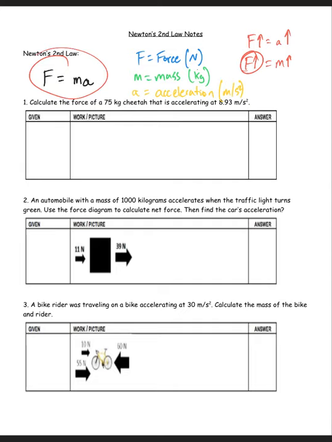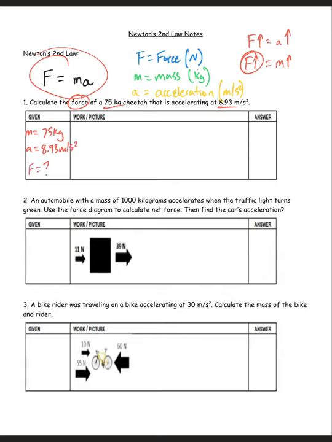But more importantly, here is the equation that we're going to use for these three examples. So this is going to be exactly like the assignment that you're going to have to complete, and we'll start with example number 1. It says calculate the force of a 75 kilogram cheetah that is accelerating 8.93 meters per second squared. So over here, the given, that's where we're going to label our variables. That 75 kilograms is mass. That 8.93 is acceleration. And then it's asking for force.